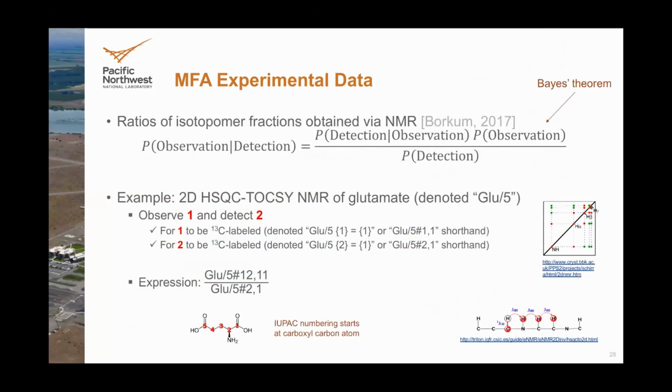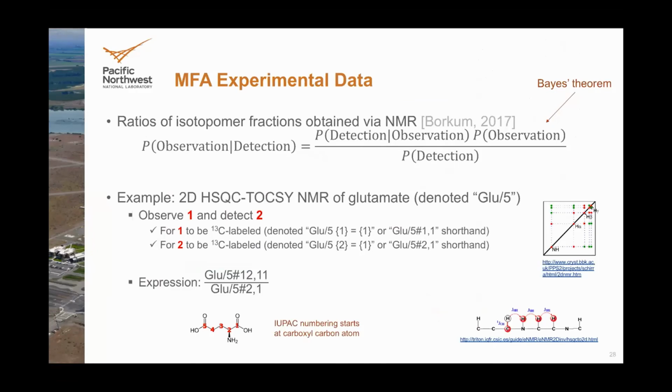Now, let's look at other experimental data. Suppose that we want to do this with nuclear magnetic resonance. There is a nice result. Essentially, you're applying Bayes' rule. And what it lets you do for certain types of high-dimensional experiments, one can write expressions, typically ratios of the isotopomer fractions that one obtains, and one fits to those ratios. And there is a technique for doing this.